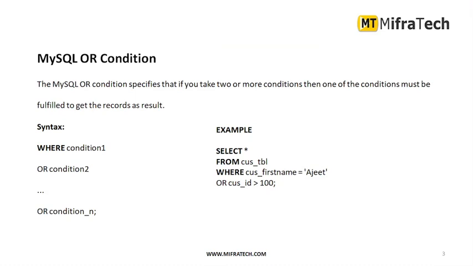Now the OR condition. The MySQL OR condition specifies that if you take two or more conditions, then one of the conditions must be fulfilled to get the record as a result. The syntax is: WHERE condition 1 OR condition 2 up to n. SELECT * FROM customer table WHERE customer first name = 'Ajit' OR customer ID > 100. It will sort the customer first name Ajit in all the fields, or the customer ID greater than 100. It will display a similar output.